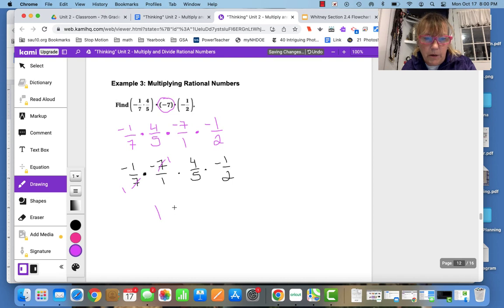These guys I'm going to multiply across, so I get negative 4, because 4 times negative 1 is negative 4. 5 times 2 is 10. So this is going to give us negative 4/10. And I'm going to simplify this by dividing by 2, which gives us a negative 2/5. And that's our answer.